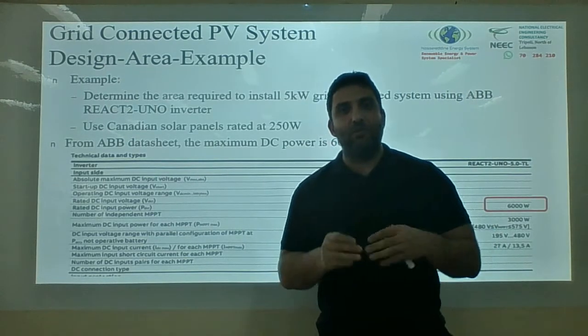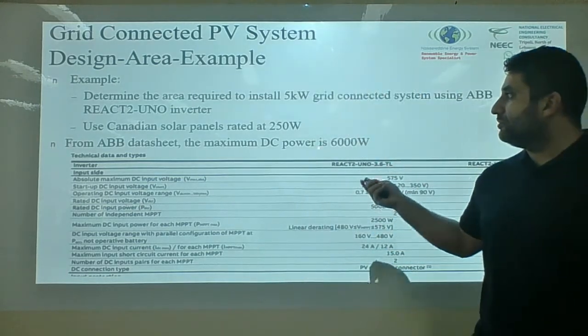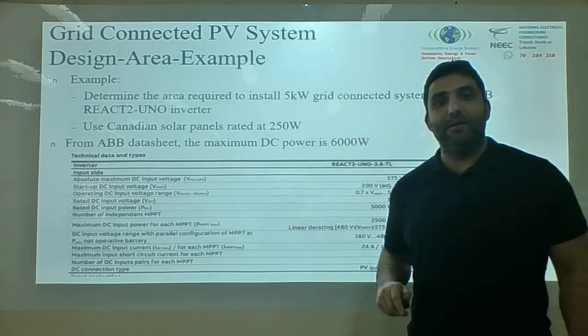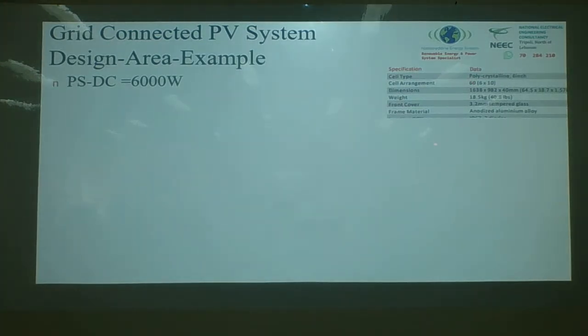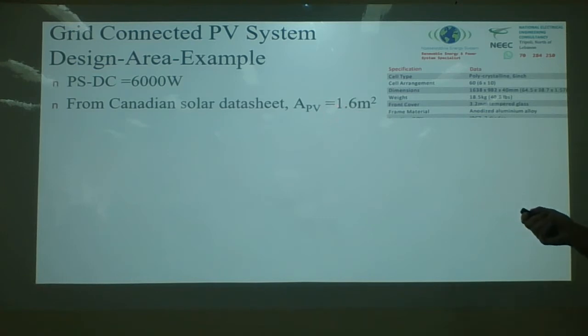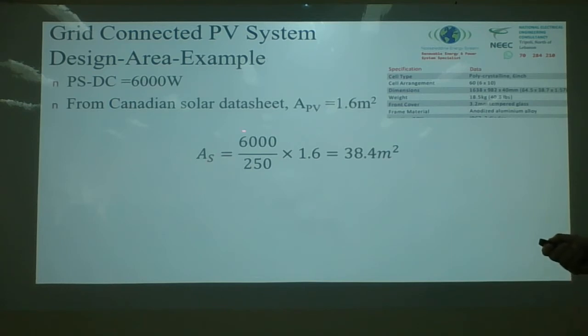So I need to design my system to optimize my operating system. I need to design a 6,000 watt DC system. I go back and get the data sheet for the panels, the 250 from the Canadian Solar. Look, this is the dimension, this is the area. 1.638 multiplied by 982 millimeters will give me 1.6 square meters per panel. The total area: I need 6,000 divided by 250 each, multiplied by 1.6, which is equal to 38.4 square meters.